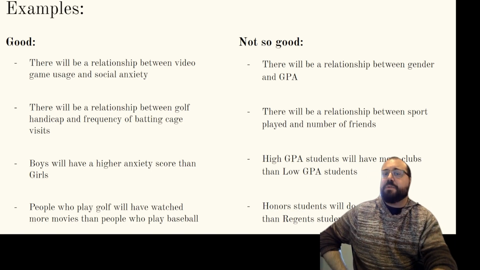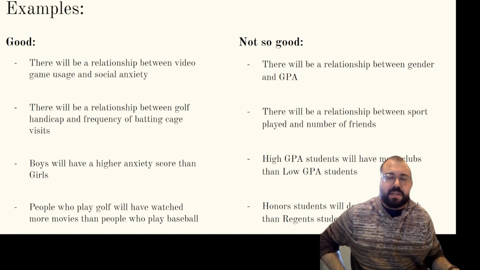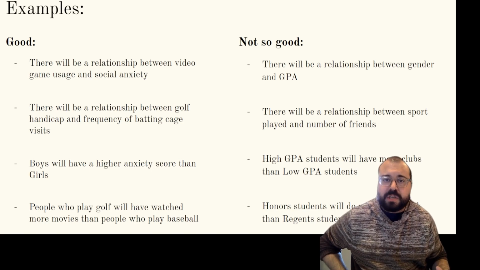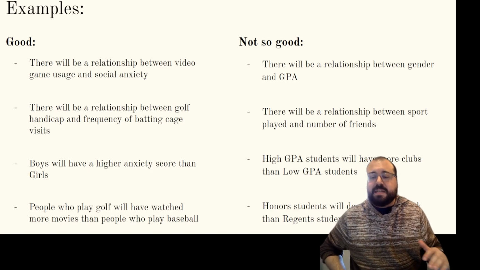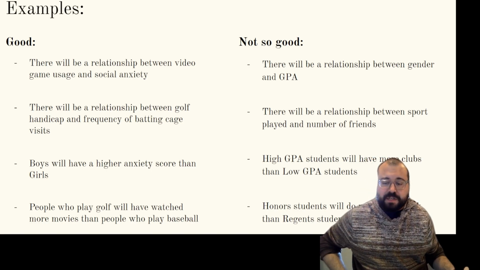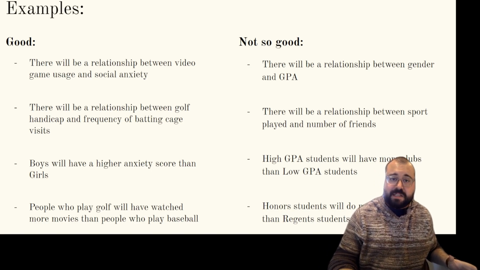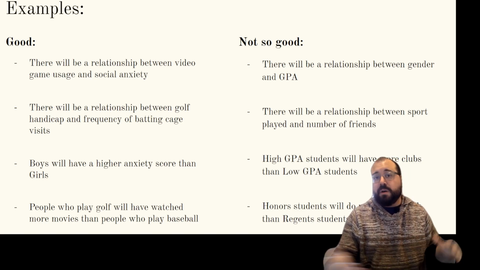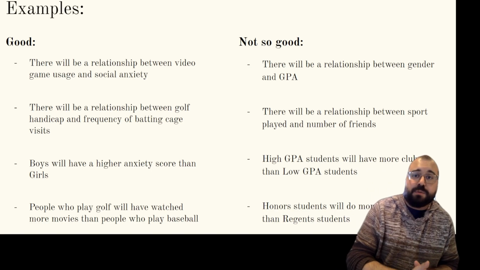Let's look at some examples of what not to do now, some not so good hypotheses, and talk about why. The first one is probably the most common thing that I see you go: there will be a relationship between gender and GPA. This is not a relationship question because gender is not something that's necessarily on a scale. Usually people identify with one or more different genders or sexual orientations.